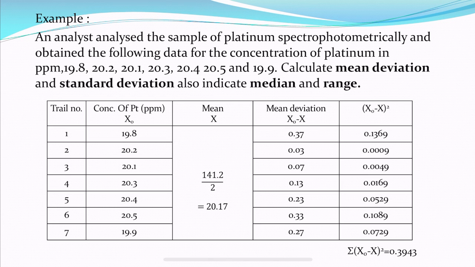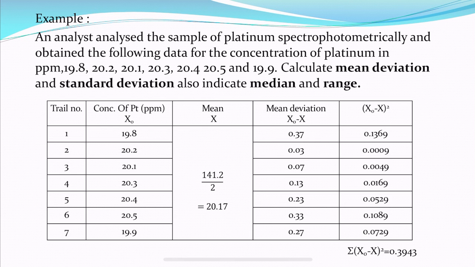Next, what you have to do is x naught minus x bar, the whole squared. This you have to square up. So these values should be squared, and then you will get these values. Check it using the calculator before you go to the final value. So sigma of x naught minus x bar the whole squared means add all these individual values of x naught minus x bar the whole squared.